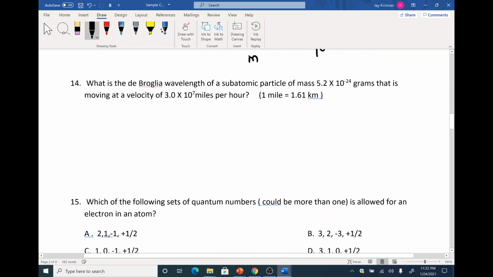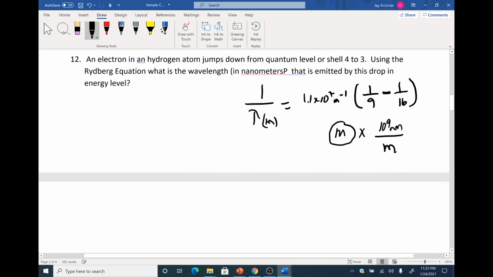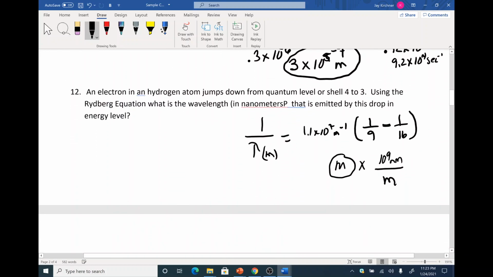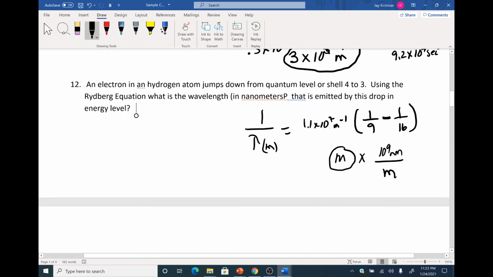Okay, what about de Broglie's wavelength? What is the equation for that? Let me see. Did I give it to you? I probably didn't. Let's see here. Okay, let me make sure I have that one with me. So you have to memorize it for the test, obviously, because I don't have it here.